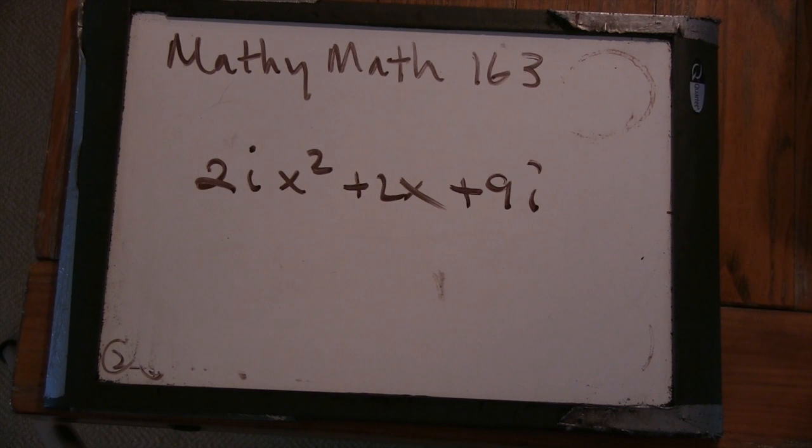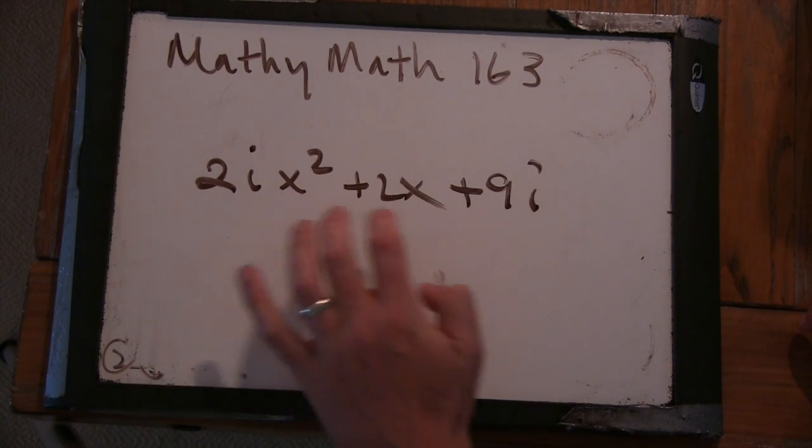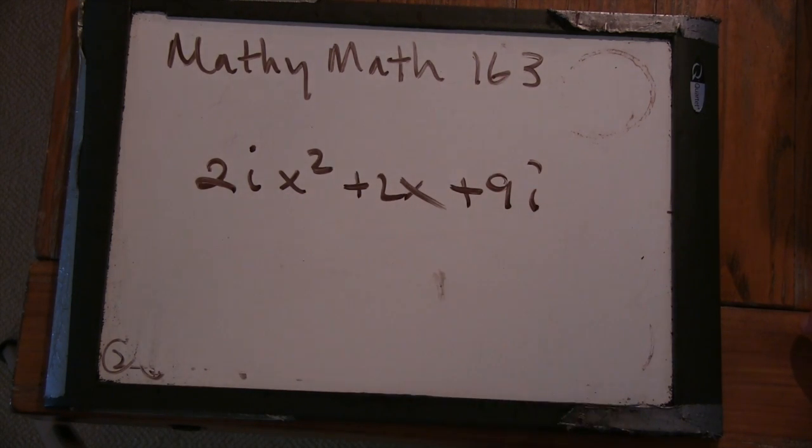Okay. So you're on a chapter studying quadratic equations, and you picked this one as your problem you wanted to work on. It just said find the roots of 2ix squared plus 2x plus 9i equals 0. I just forgot to write equals 0.